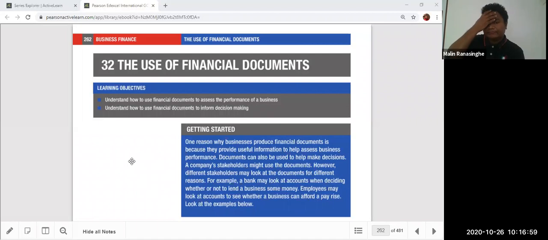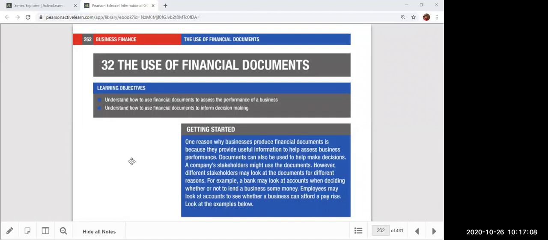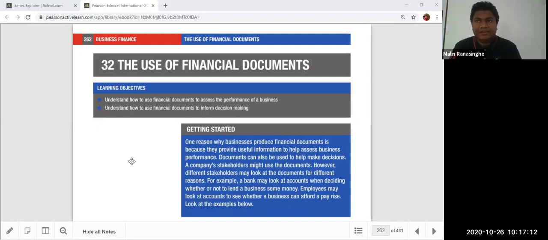Okay, let's start. One reason why businesses produce a financial document is because it provides useful information to help assess the business performance. That's why. Documents can also be used to help make decisions. That's why our decisions should always be based on some document, some evidence. We can't just make decisions based on our gut feeling. Sometimes people make decisions based on that without searching in documents, by using their senses.